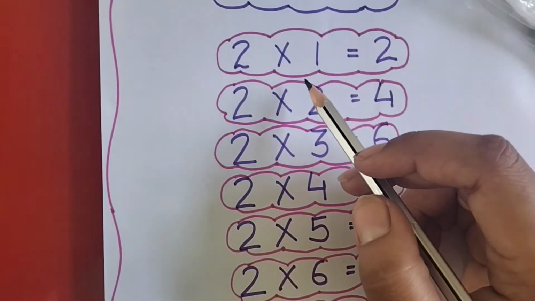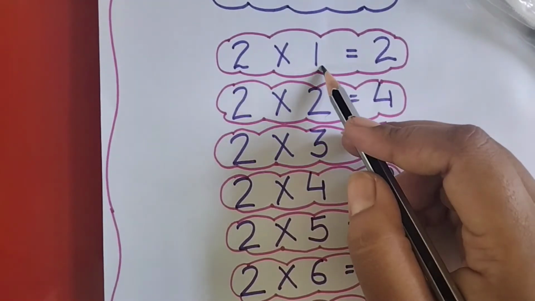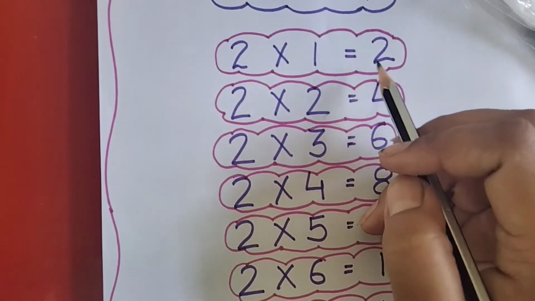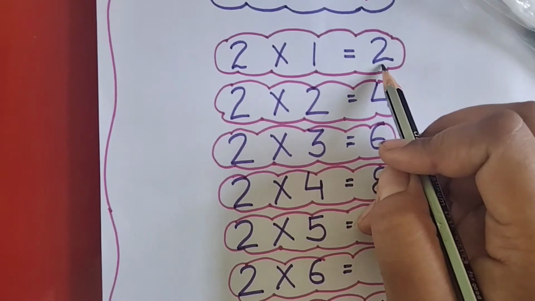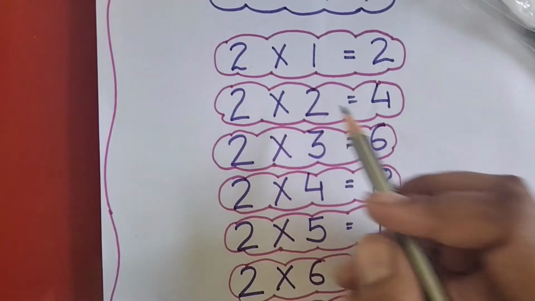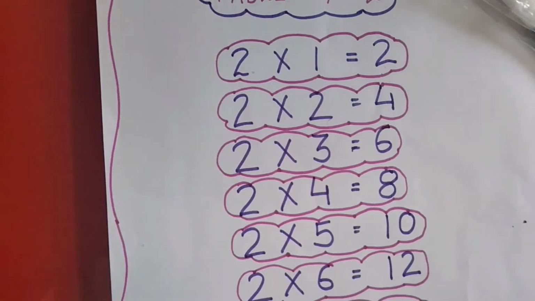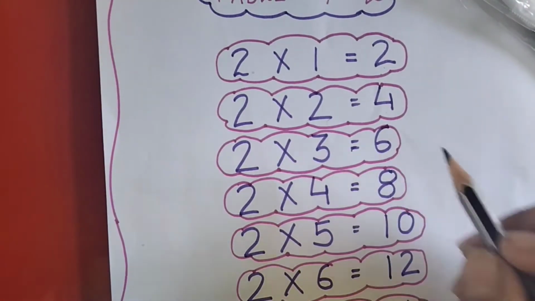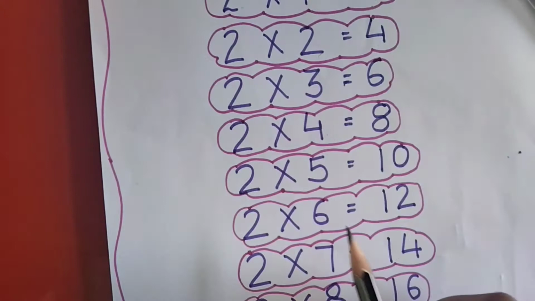So look carefully and listen carefully to whatever I am saying. So let's learn the table of 2. All of you, repeat after me and listen carefully to whatever I am teaching you. Start. 2, 1 ja, 2. 2, 2 ja, 4. 2, 3 ja, 6. 2, 4 ja, 8. All of you repeat after me.